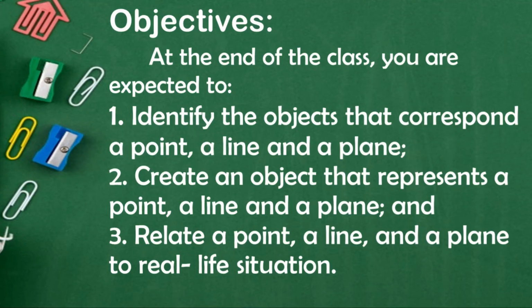At the end of the class, you are expected to, number 1, identify the object that corresponds a point, a line, and a plane. Number 2, create an object that represents a point, a line, and a plane. Lastly, relate a point, a line, and a plane to real-life situation. Based on our objective, what do you think is our lesson today? You are correct. Our lesson today is point, line, and a plane.